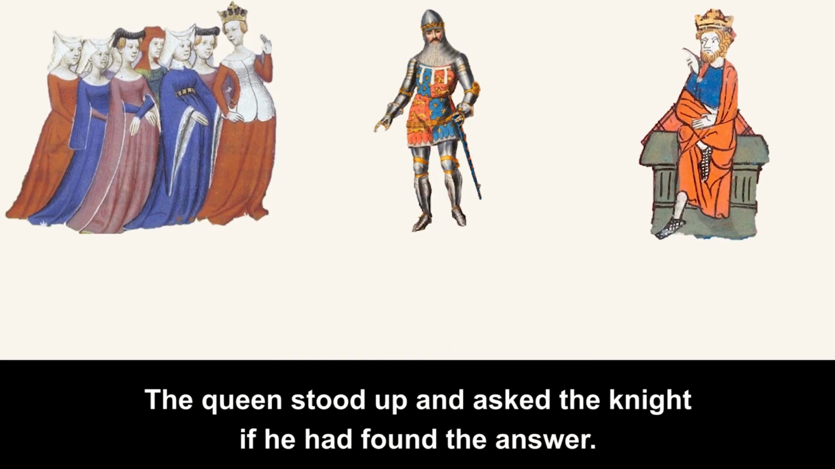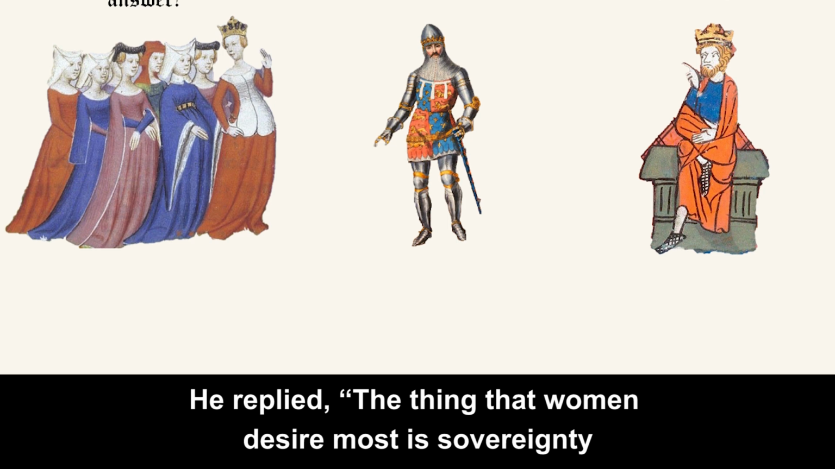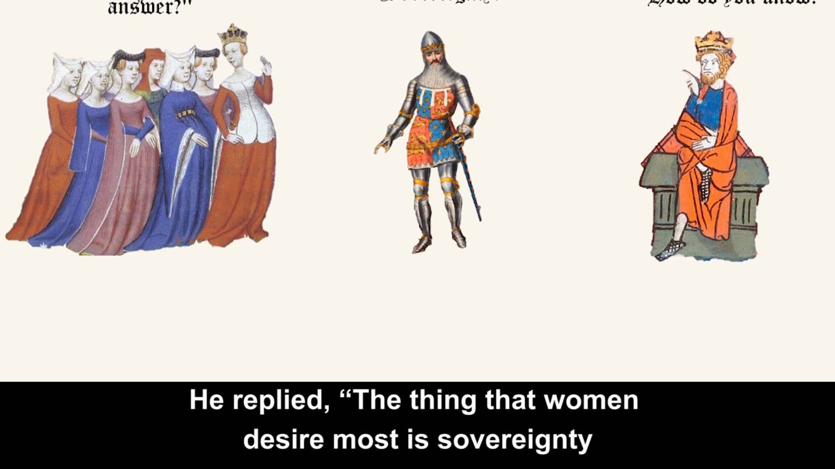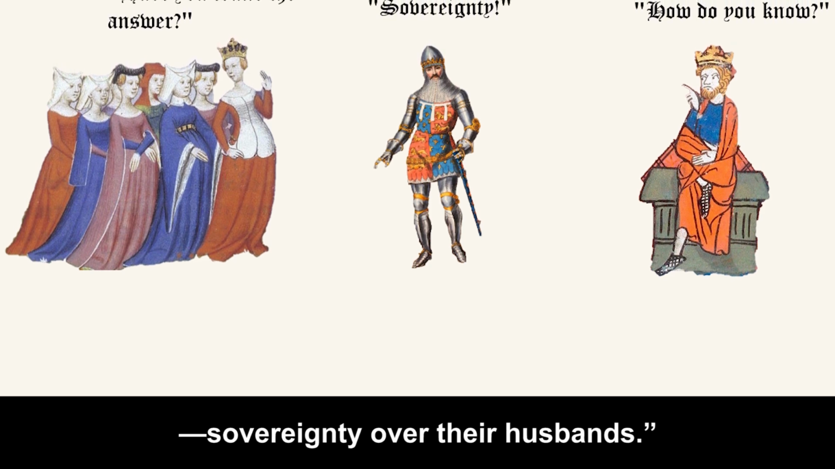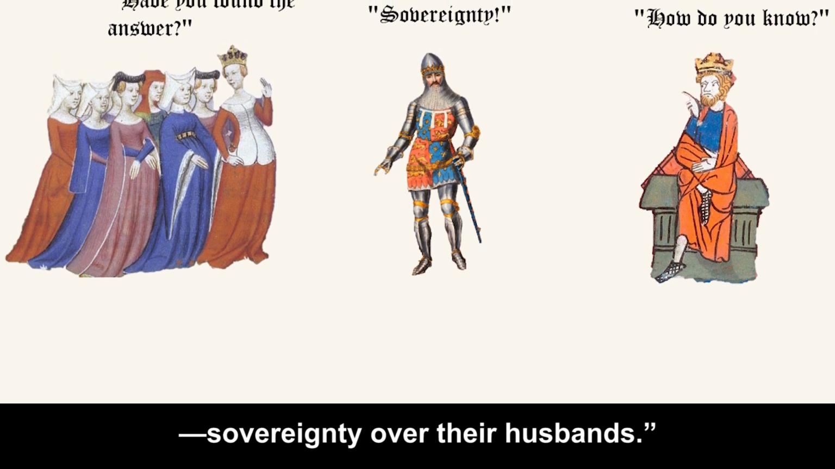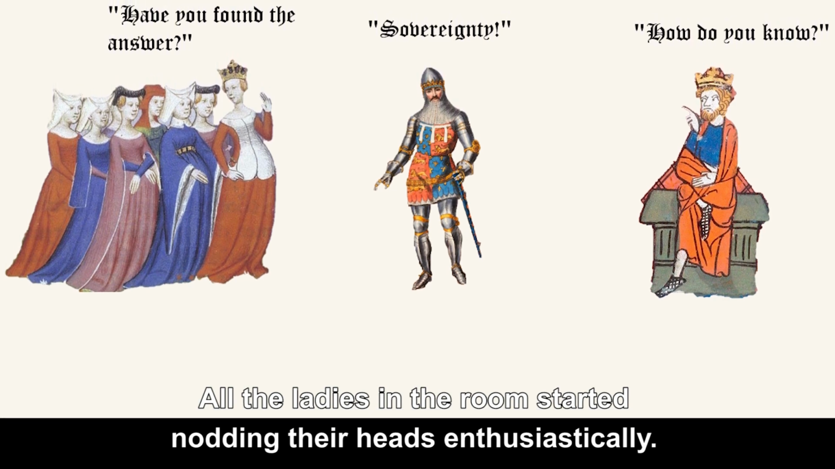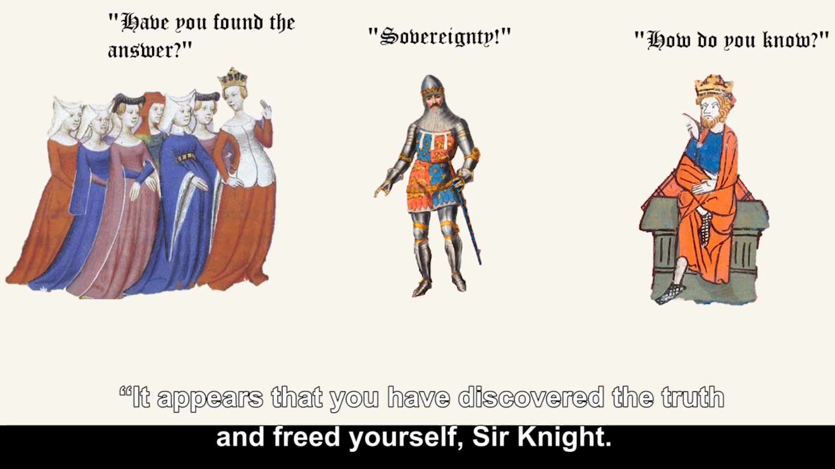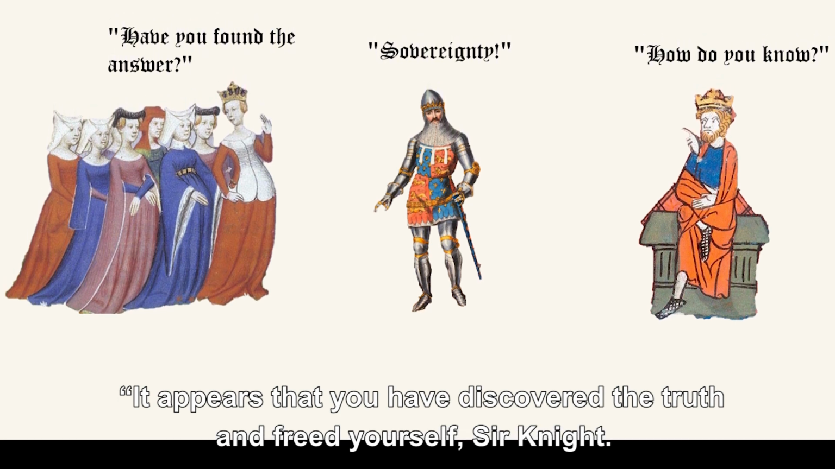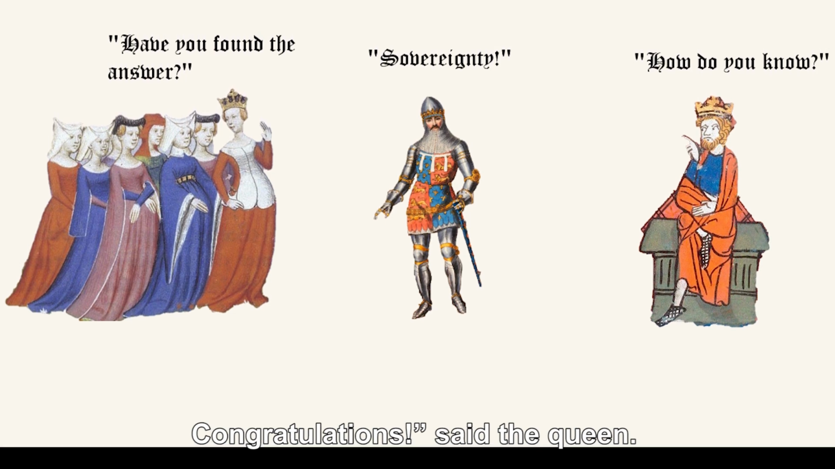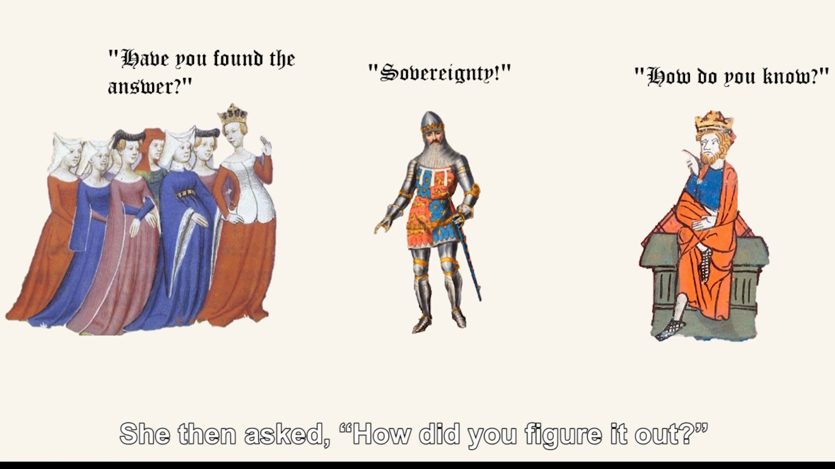The queen stood up and asked the knight if he had found the answer. He replied, "The thing that women desire most is sovereignty. Sovereignty over their husbands." All the ladies in the room started nodding their heads enthusiastically. "It appears that you have discovered the truth and freed yourself, Sir Knight. Congratulations," said the queen. She then asked, "How did you figure it out?"